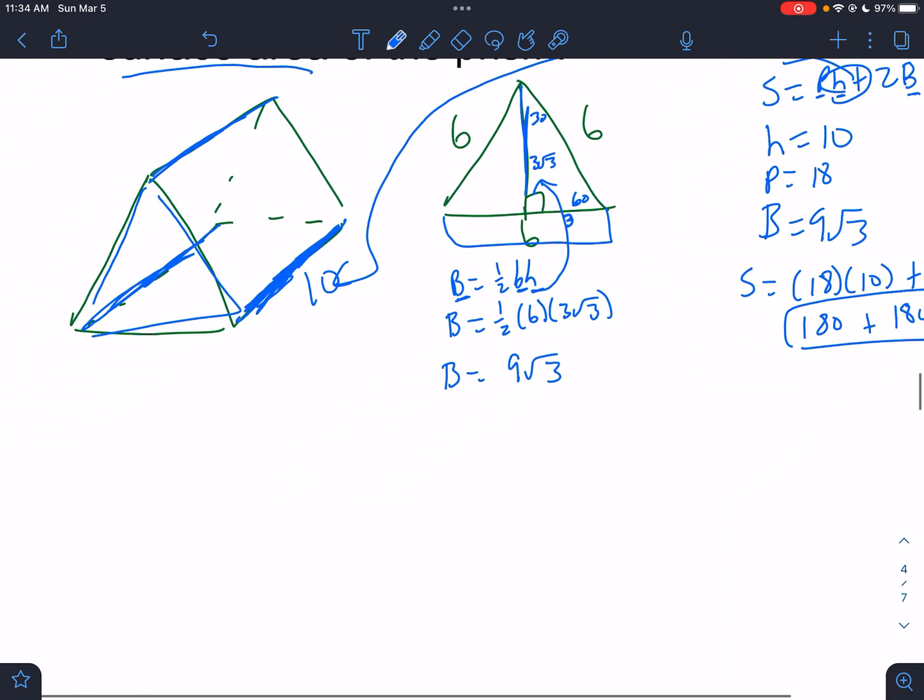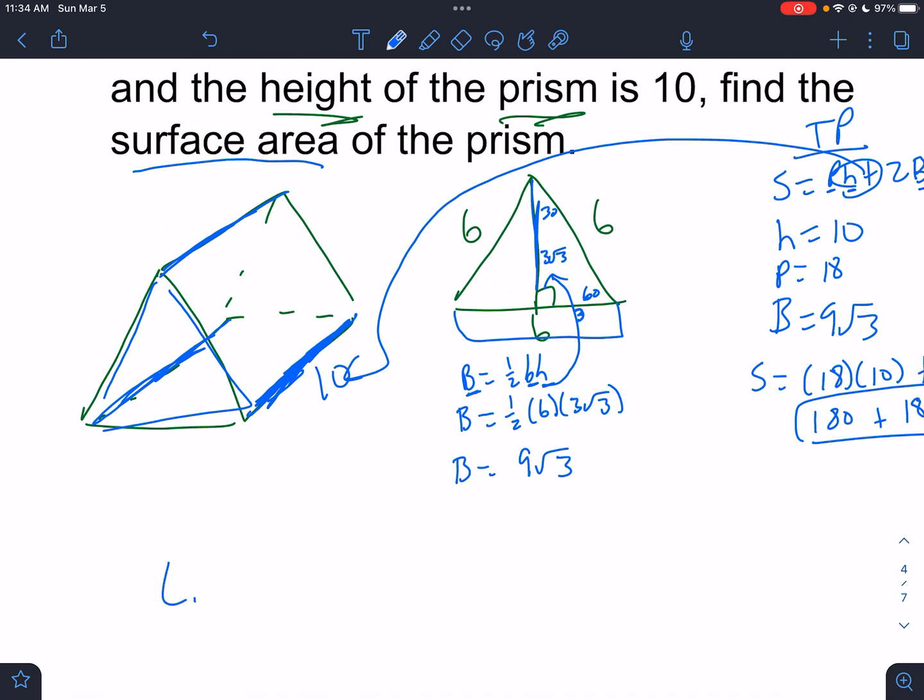Quick note, if they said find the lateral surface area, the lateral surface area would just be that 180. That's the lateral surface area. But they didn't say that. They said find surface area, which implies total surface area.